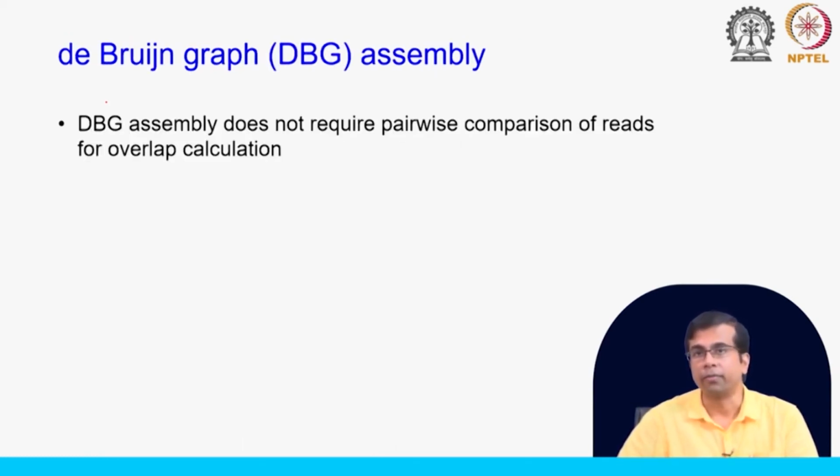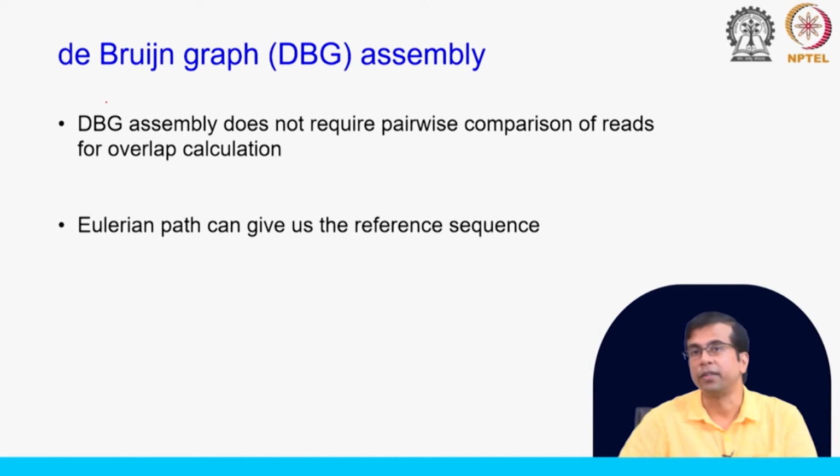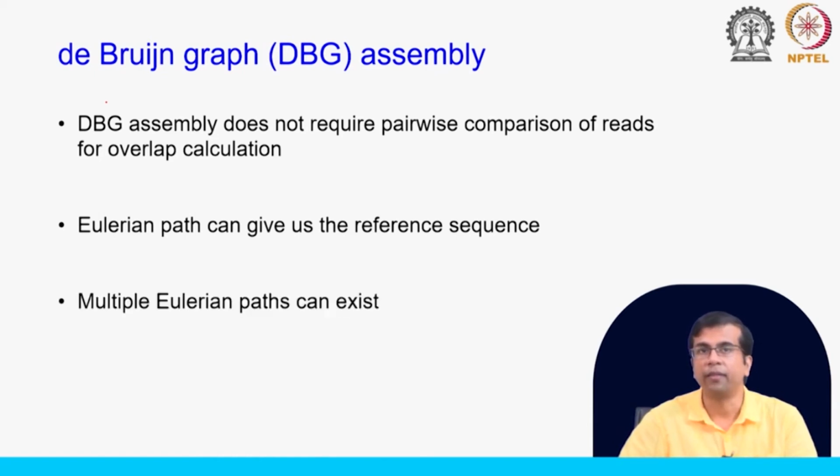So, to summarize what we have discussed about de Bruijn graph assembly. DBG assembly does not require pairwise comparison of reads. This actually saves time, and this means this algorithm will be faster than the other methods that we discussed, namely OLC or the SCS. What we have also seen is, if a graph satisfies the criteria for an Eulerian path, we can get the reference sequence by traversing through this path in the multigraph.